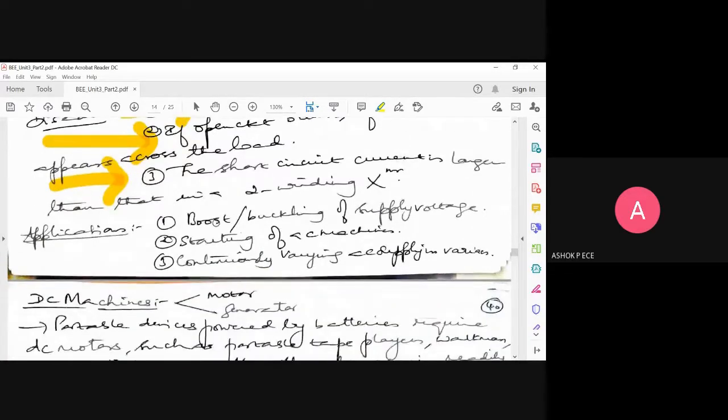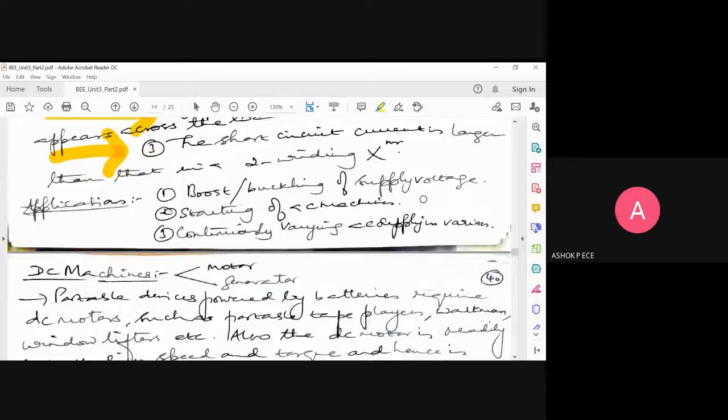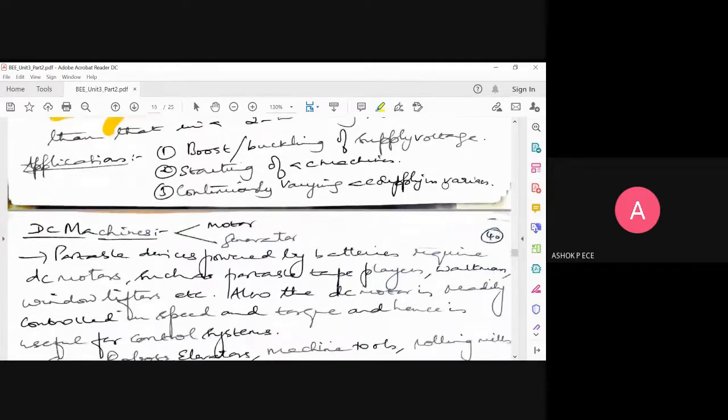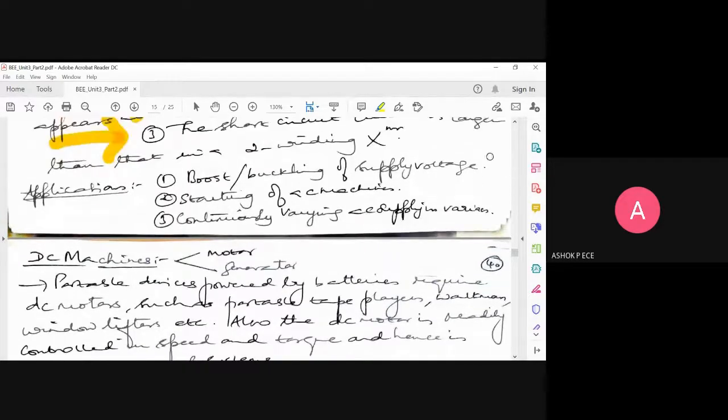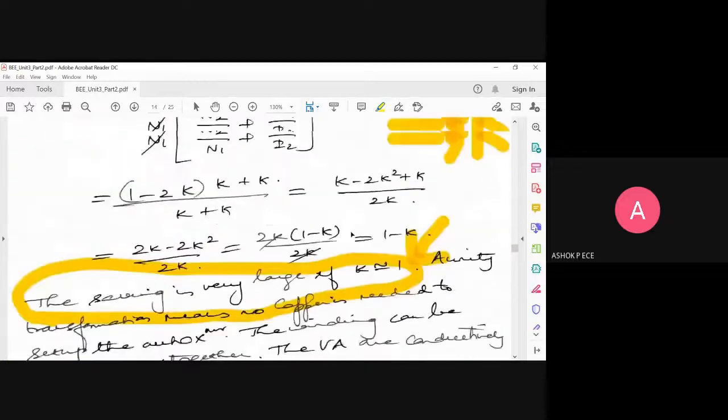Applications: boost and buck of supply voltage. Buck and boosting means increasing or decreasing your supply voltage, starting of AC machines, and continuously varying AC supply in variacs. So these are the applications of autotransformer. So any doubt you have in autotransformer?